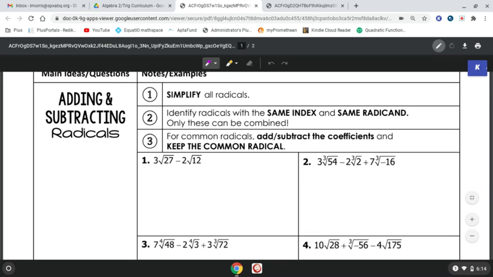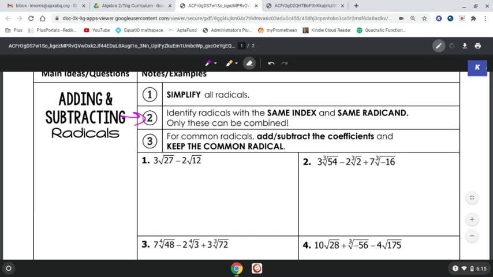Now with these, you just have to remember that they're almost like combining like terms. So the first thing you've got to do is make sure all your radicals are simplified to begin with, and then you're going to have to look at radicals with the same index and the same radicand. Only those can be combined. It's almost like saying 2x can be added with 2x. So if you have like 3 radical 2 plus 2 radical 2, it's the same thing. Those can be combined. Those are like terms, essentially.